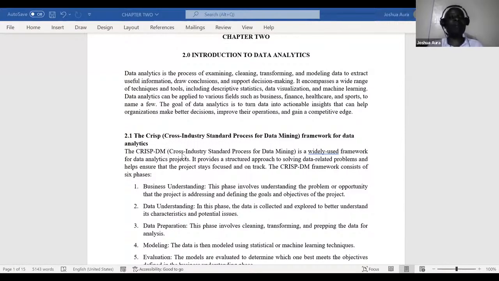The CRISP-DM, the Cross-Industry Standard Process for Data Mining, is a widely used framework for data analytics projects. It provides a structured approach to solving data-related problems and helps ensure that the project stays focused and on track. The CRISP-DM framework consists of 6 phases, which I taught you in the last class.